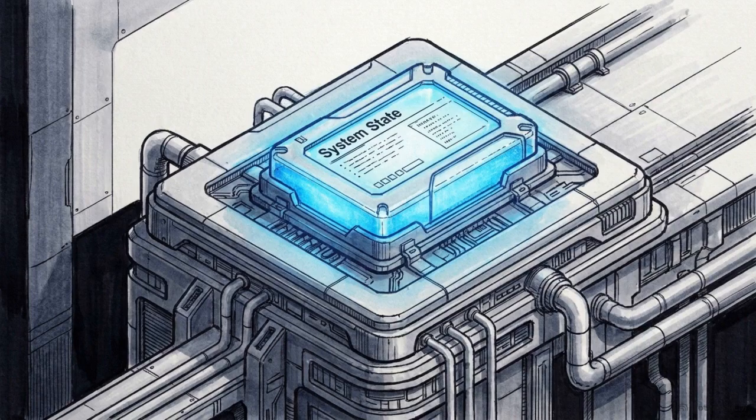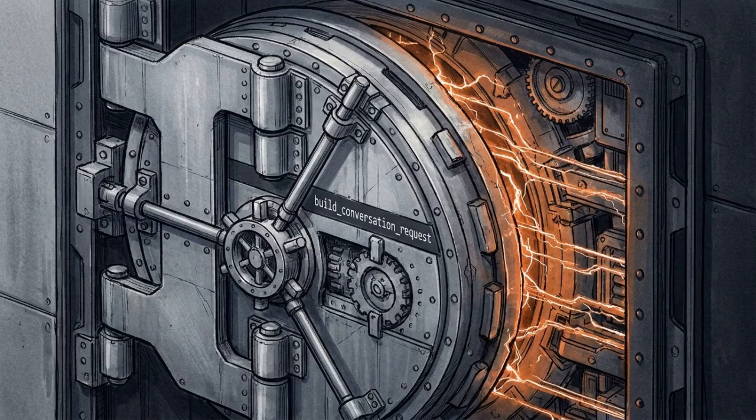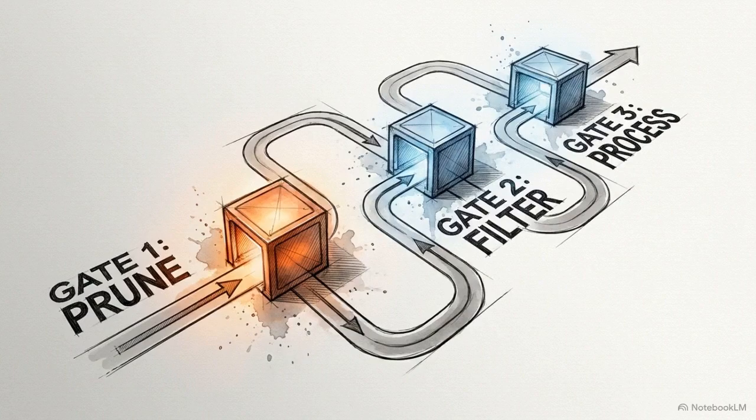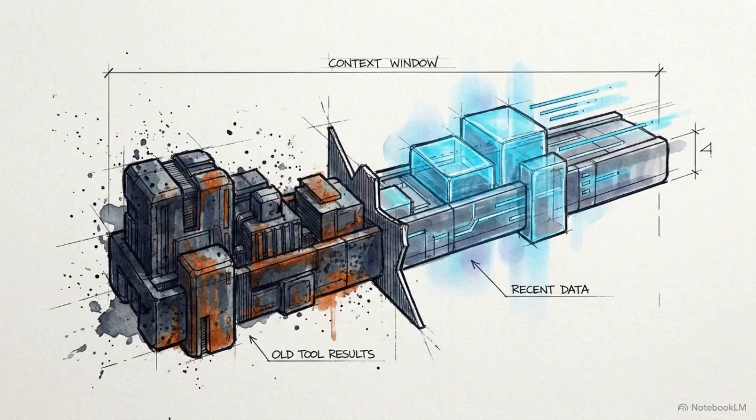Once the state is stable, the system must generate a prompt. The single door between the raw conversation history and the LLM is a function called build conversation request. This function enforces a context budget through three gates. First is pruning. When token utilization crosses 50% of the total context window, the harness strips the oldest tool results out of the conversation payload.